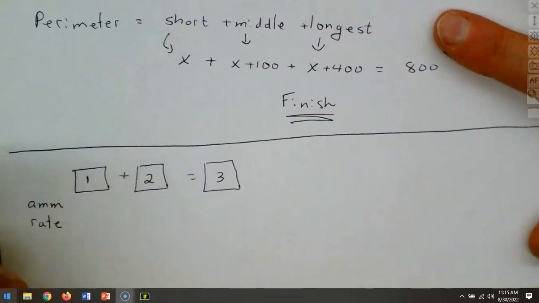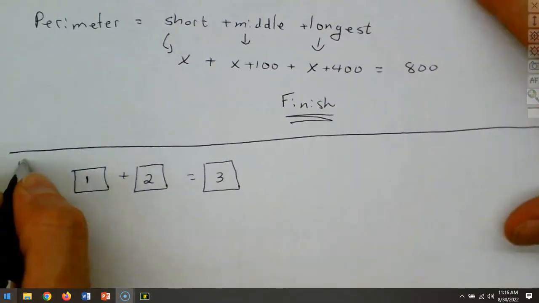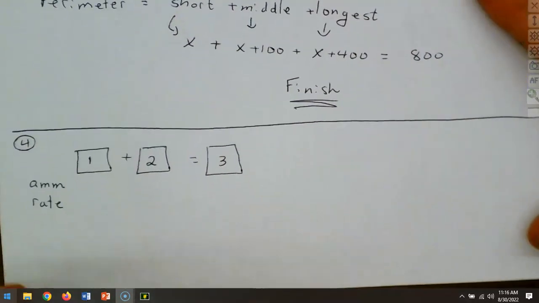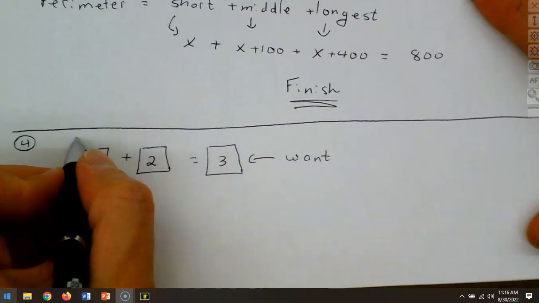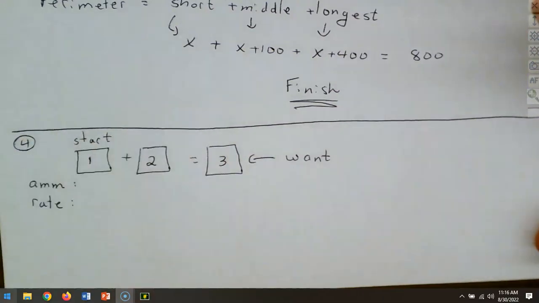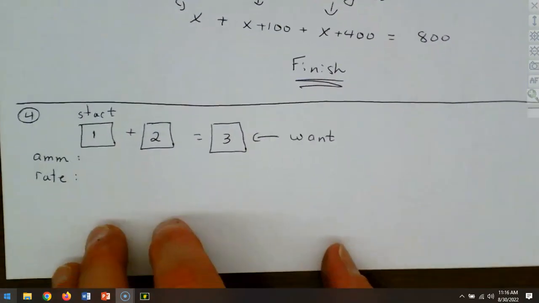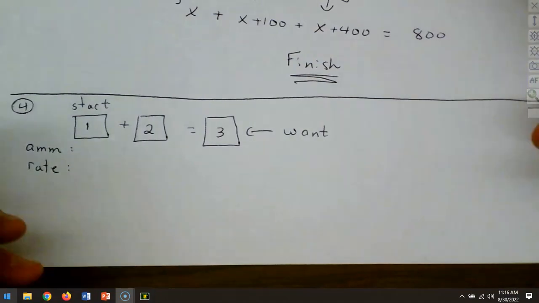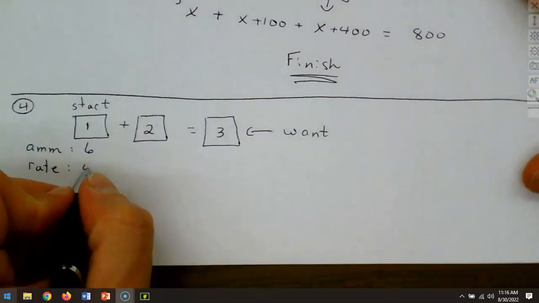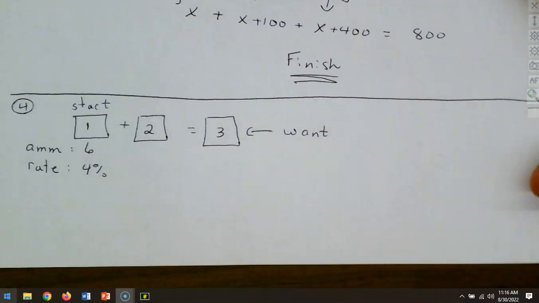And this is question 4, by the way. So each of these containers has an amount and it has a percentage rate. Box number 3 is what you want at the end, and box number 1 is going to be what you start with. So 3 is what you want to end up with. 1 is where you begin. So in a chemistry class, 6 liters of a 4% solution. So the amount on our first one is 6. Percentage rate is 4%, right?